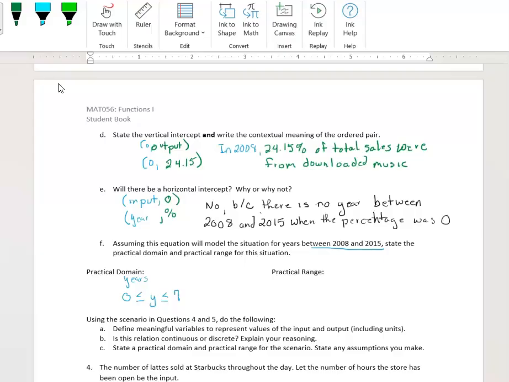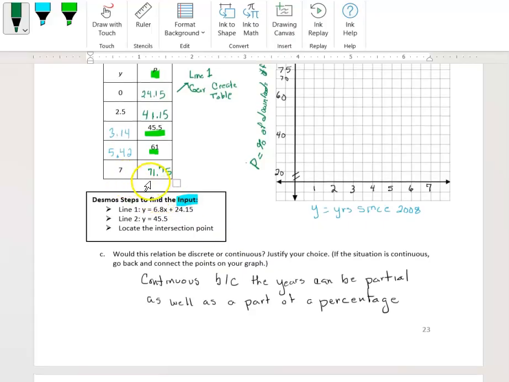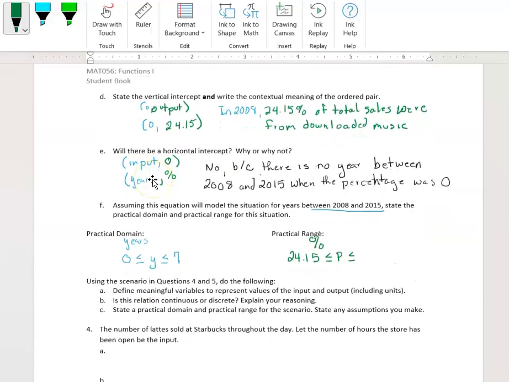Okay, so now our practical range is our percentages based on our practical domain. So we know in year 0, we had 24.15 is less than or equal to P, which is less than or equal to, and now we need to know what year 7 is. And so year 7 we have is 71.75. And so that would be our practical domain and practical range.